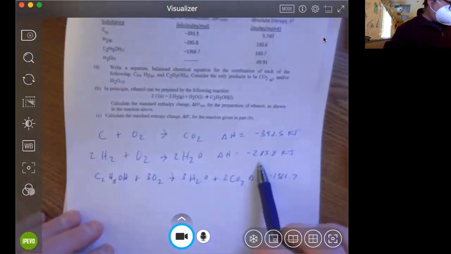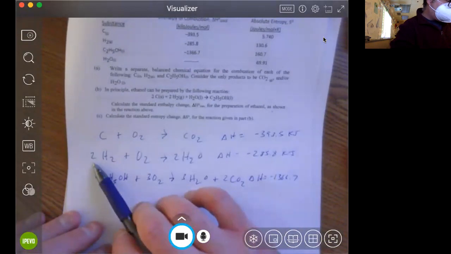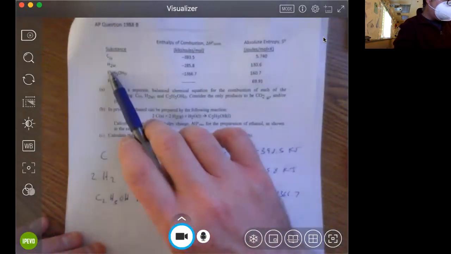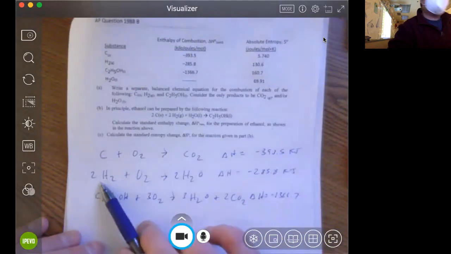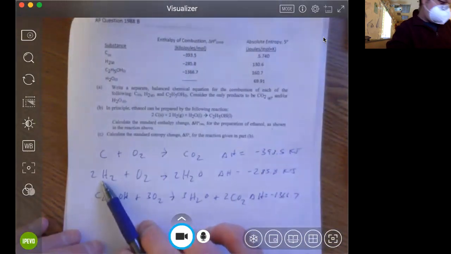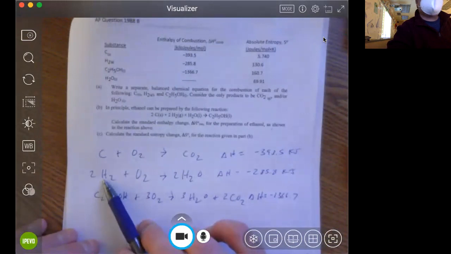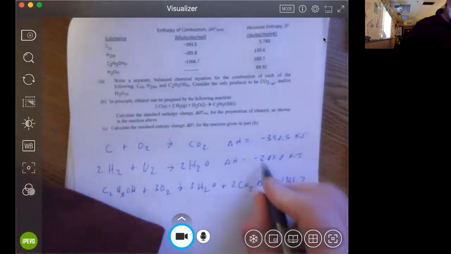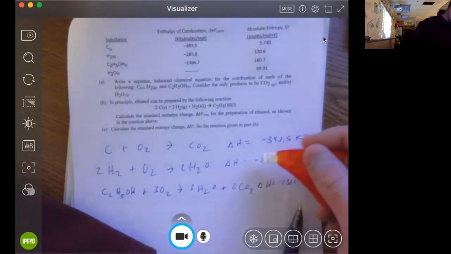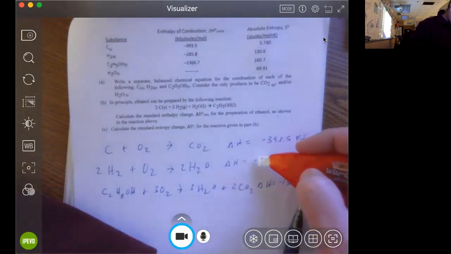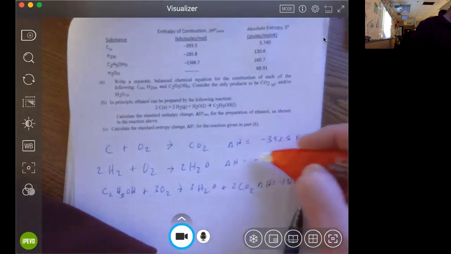The problem here is that this is the delta H for 1 mole of H2. And how many moles of H2 do I have here? Is Hayden out there? 2. 2, good. So what do I need to do? Negative 285.8 times 2. That would be negative 571.6.